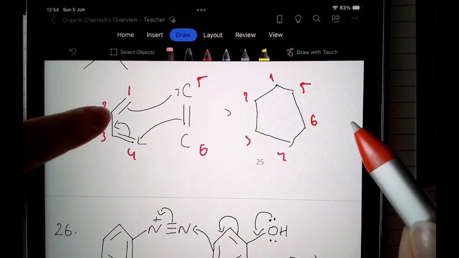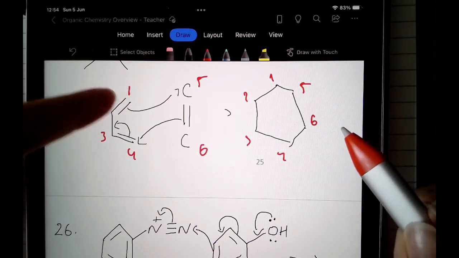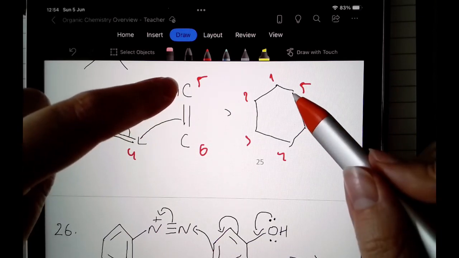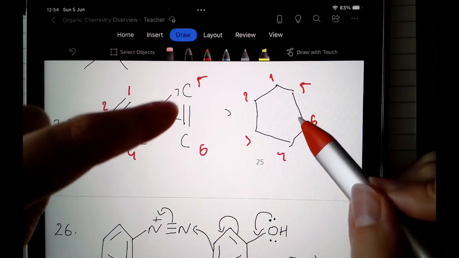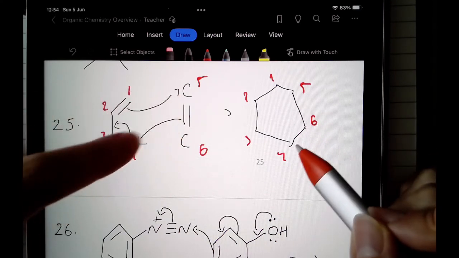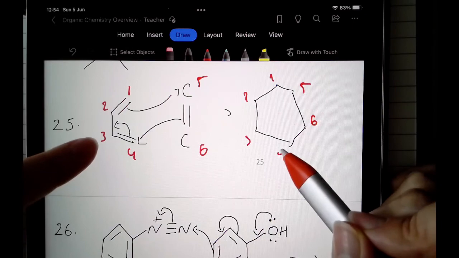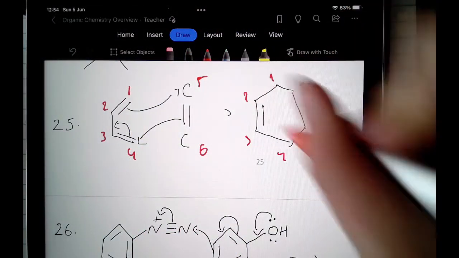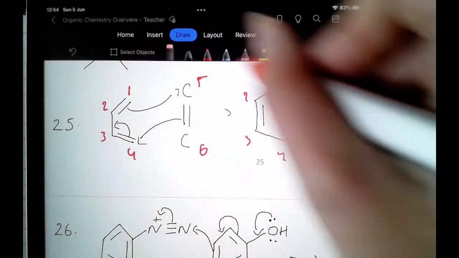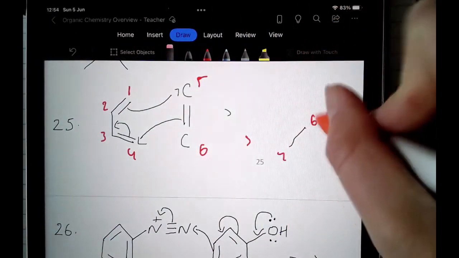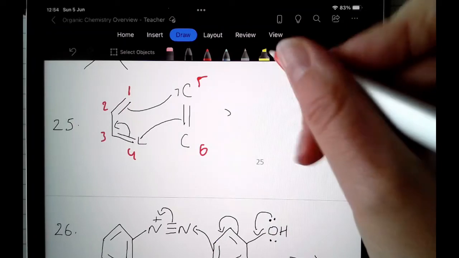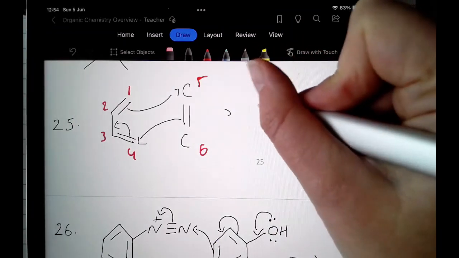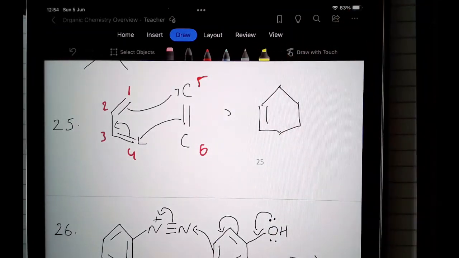The electrons that were between 1 and 2 are now between 1 and 5. The electrons that were in the double bond between 5 and 6 now exist between 6 and 4. And then the electrons in the double bond between 3 and 4 now exist between 2 and 3. So you end up, sorry, that's so ugly. I'll just draw it pretty. And you end up with a 6-membered ring, cyclohexene. Anyway, that is your final product with 6 carbons in a ring.